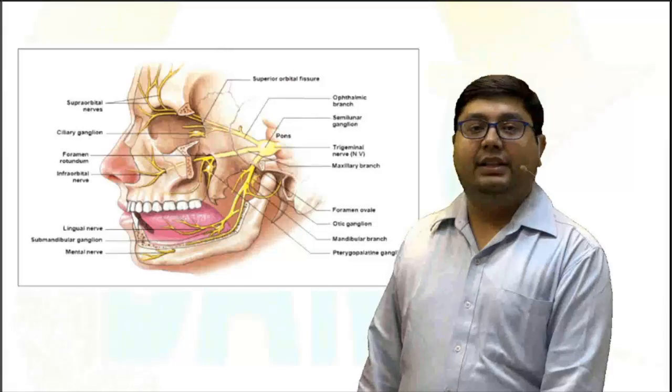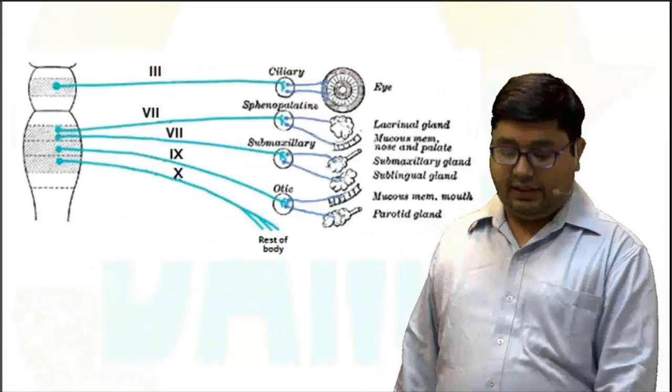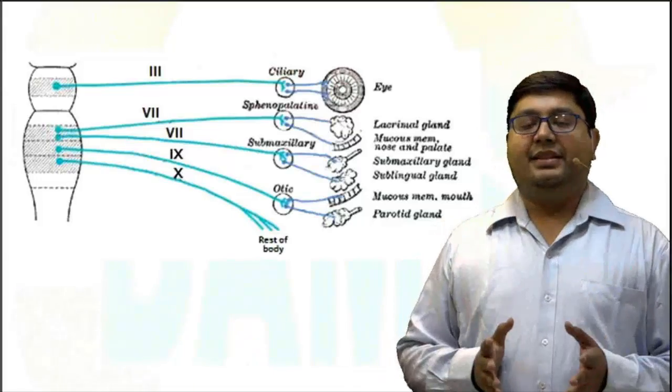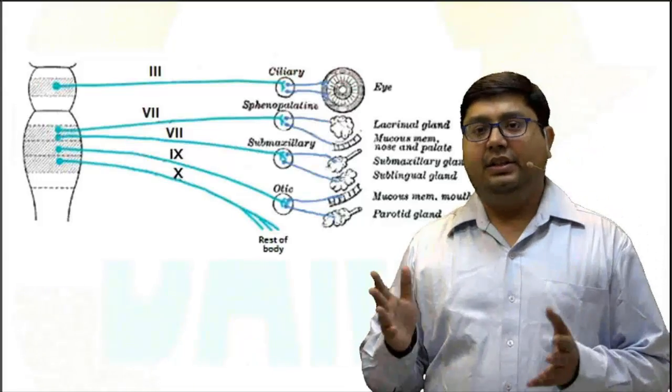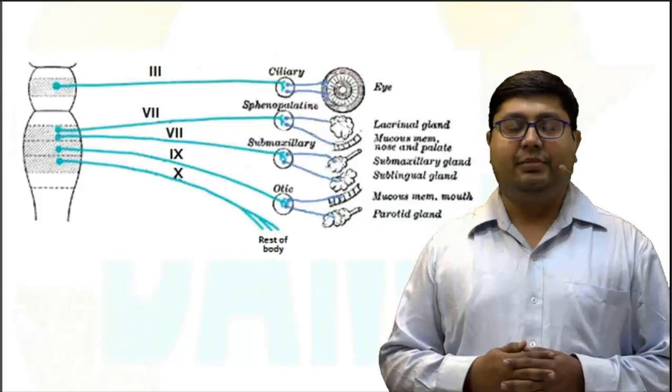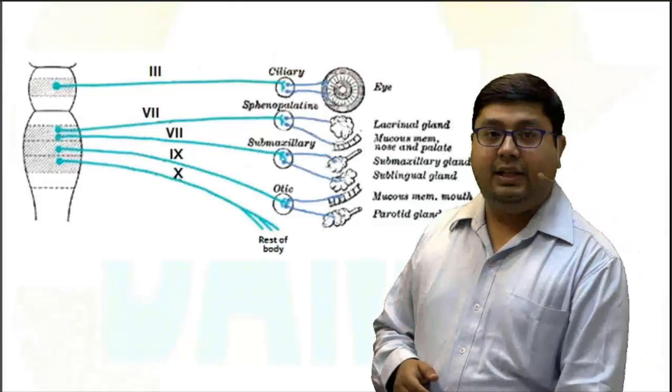Now we have to understand their connections. Let us discuss their connections. The nerves which basically carry the parasympathetic fibers, as we know, are the 3rd, 7th, 9th and 10th cranial nerves, which carry the preganglionic parasympathetic fibers for them. Let us see the detail here.